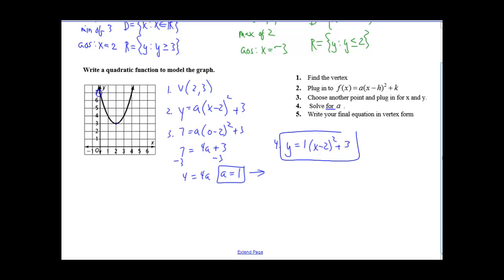This is in vertex form, or you can actually just leave it as y equals x minus 2 squared plus 3.